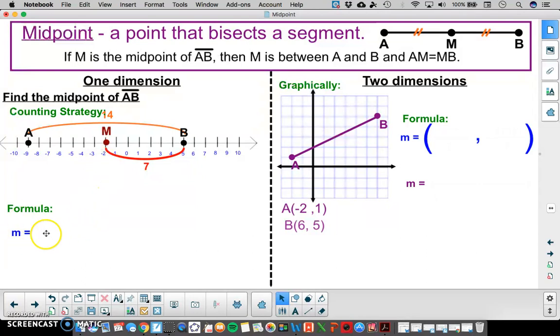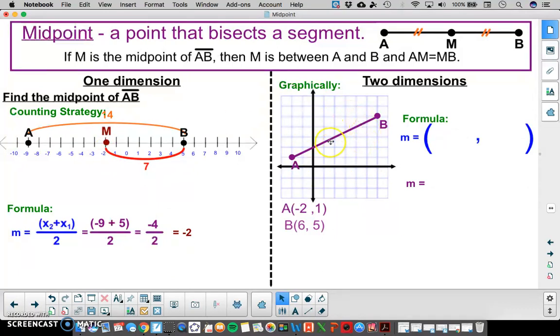We can also find the midpoint algebraically using a formula. We know that the midpoint is going to be halfway between A and B. So we can take the coordinates of those points, add them up, and average them to find the middle. So take the 2 x values for the coordinates, -9 and +5, add them together, and divide by 2. We get -4 over 2, which is our midpoint at -2.